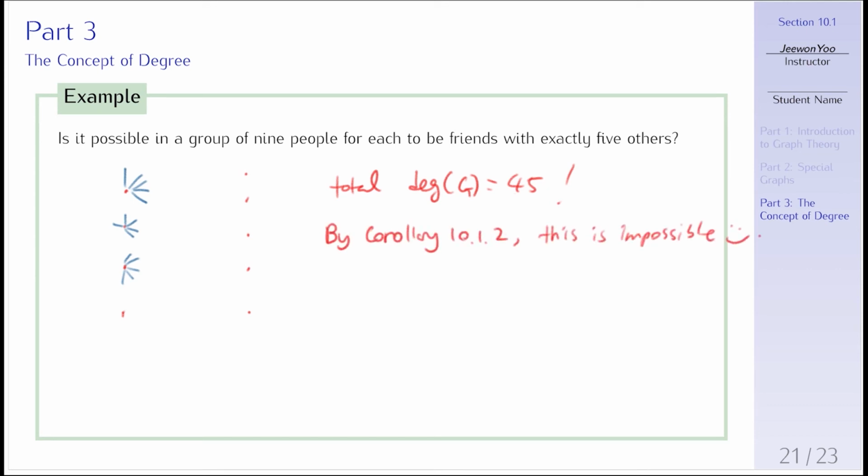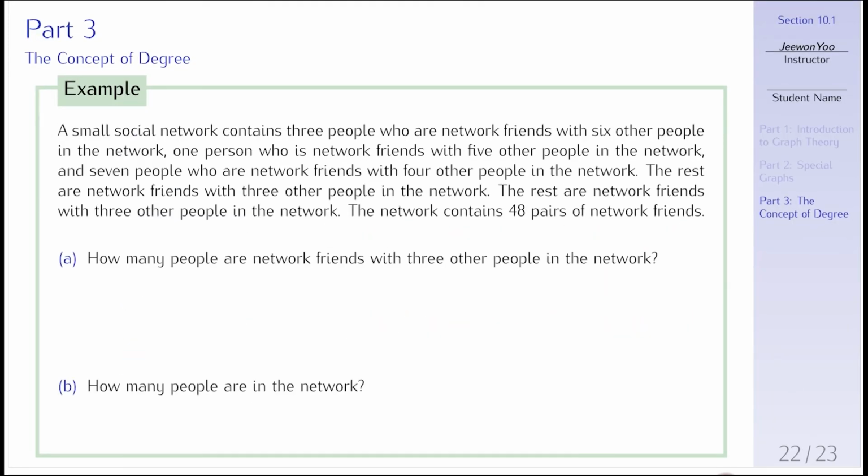Okay, that's the end of the example. Here's another example that is very similar to the WebAssign question. Please take a moment, pause the video, and read the question. Once you're done, please continue watching the solution. If you're ready, let's do it together.